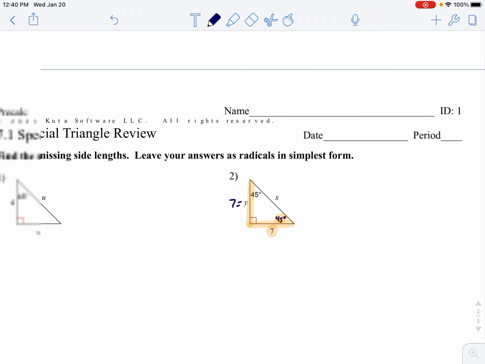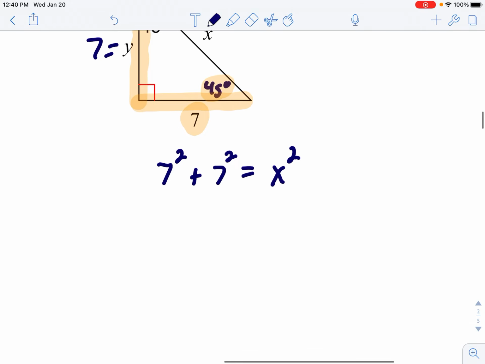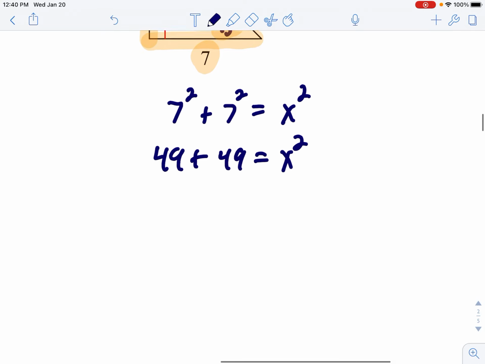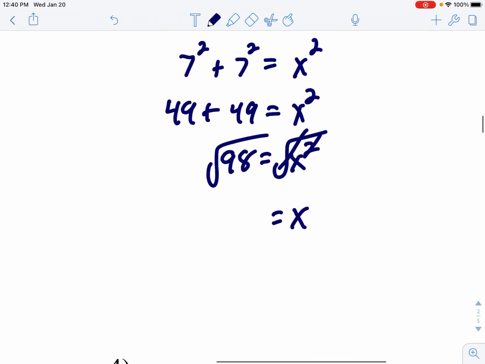And then the hypotenuse, now, could you do the Pythagorean theorem? 7 squared plus 7 squared equals x squared. Yeah, you could. Maybe for kicks I will on this one problem. I really don't want to, if you can tell from my voice, because I already know the answer. But anyway, 7 squared is 49. 7 squared is 49 equals x squared. 49 plus 49, well, 50 plus 50 is 100. So 49 plus 49 is 98. Square root both sides to get x.